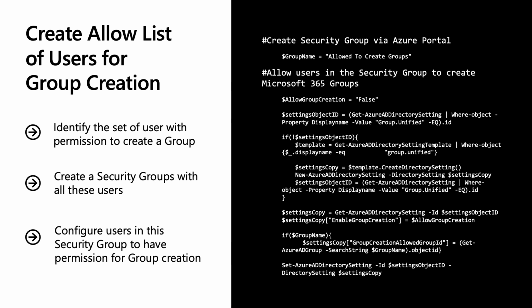Once you define a security group with an allowed list of members, you can go ahead and run the script which you see on your screen, post which we will disable group creation for all and allow only selected members to create a group across workloads.